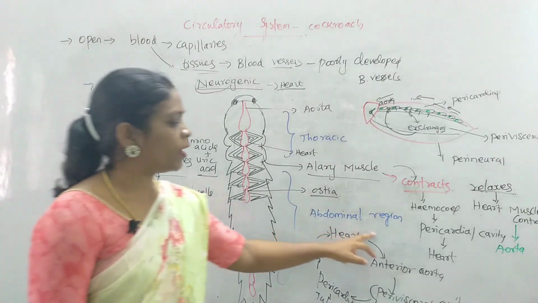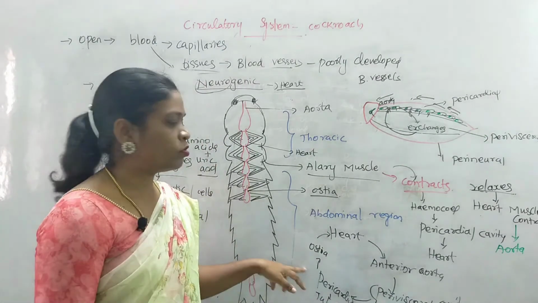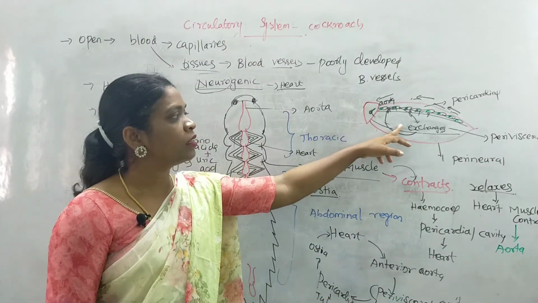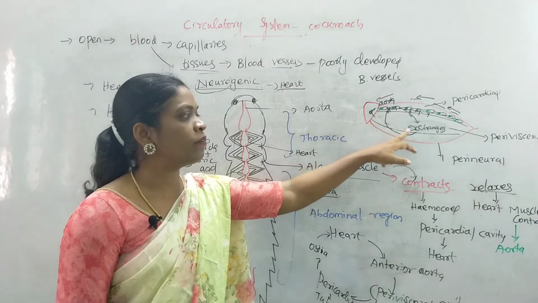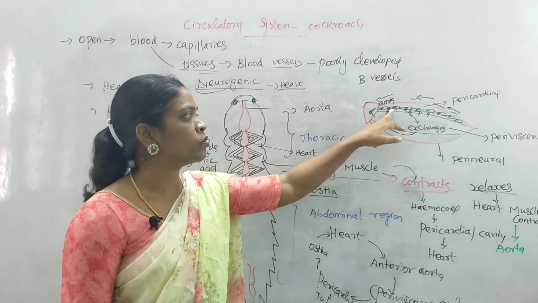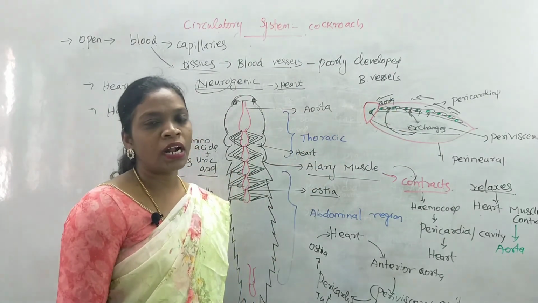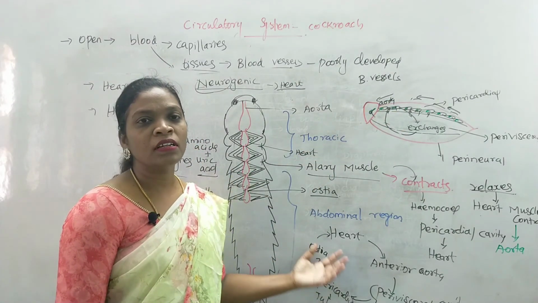Okay. This is how the supply of blood goes on in cockroaches, from the heart to the anterior aorta, from the anterior aorta to this cavity, that is the perivisceral cavity and perineural cavity. From here it again goes back to the pericardium and enters the ostia and enters into the tubular heart. So the circulation takes place in cockroaches.